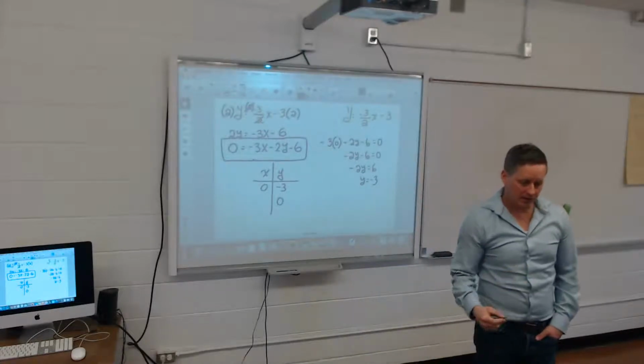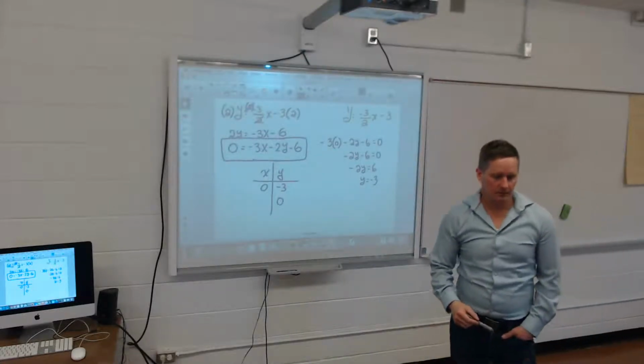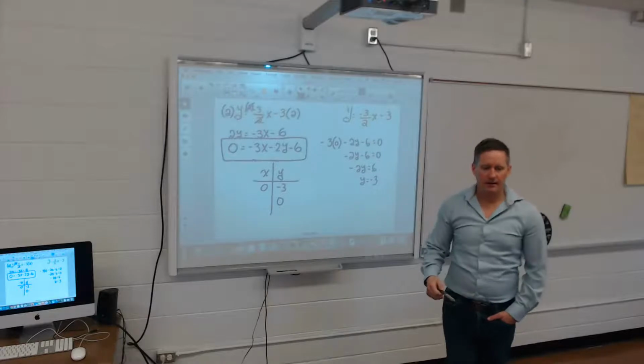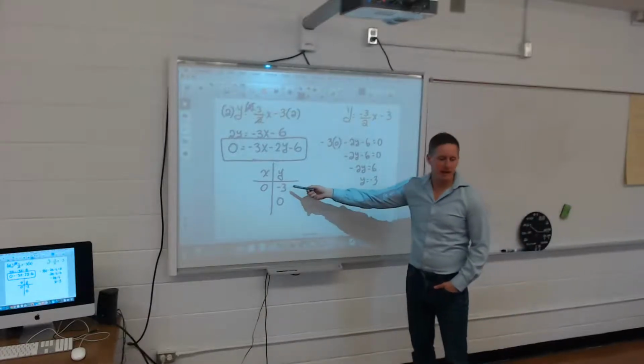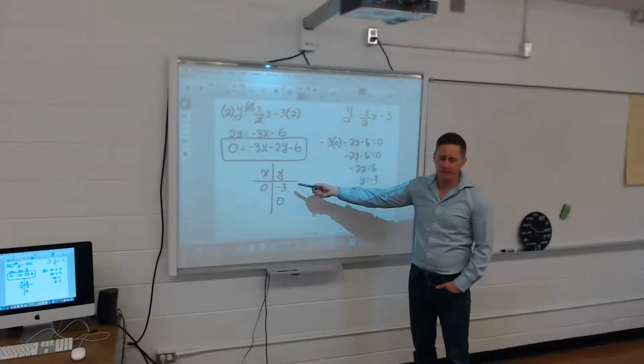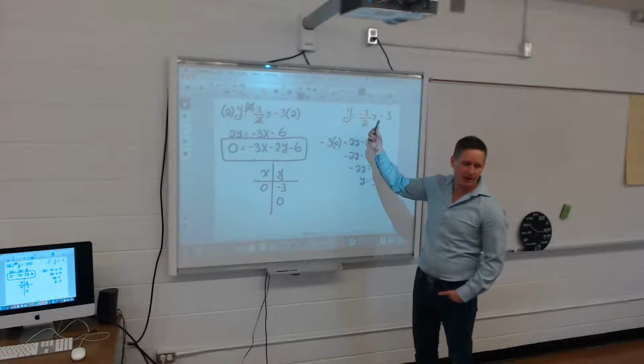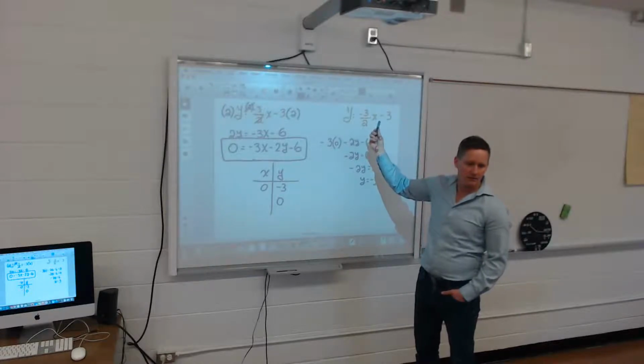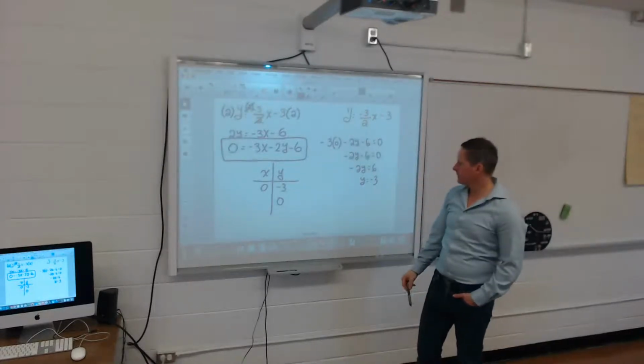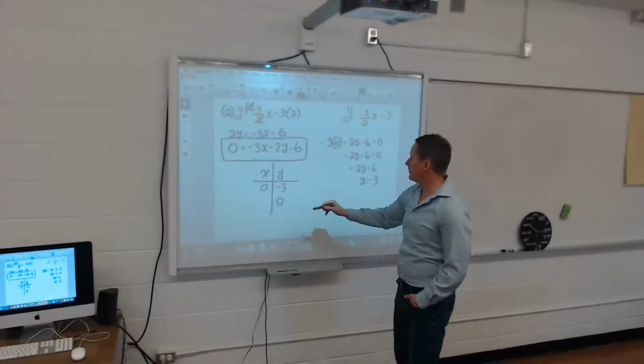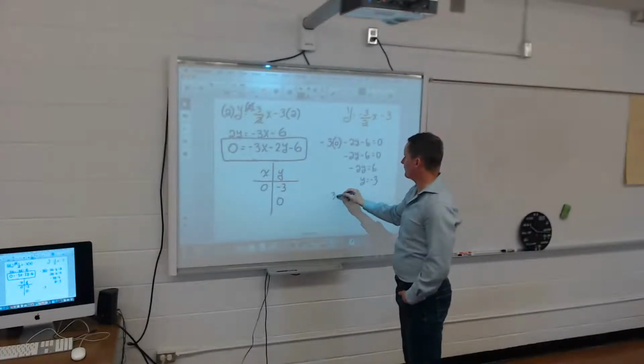Now here's a question for you. My y-intercept is equal to negative 3, correct? Does that match up with what it says up here? Yeah. Okay, so now I'm going to put 0 in for y and solve for x.